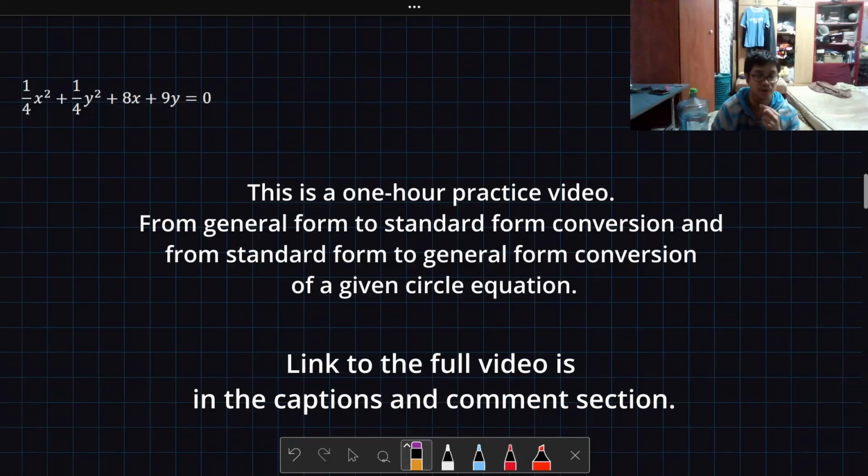So here, what are we going to do? The first step again is to take a look at the coefficient of your x squared and y squared. Here we have 1/4. So it's not 1, but 1/4. So here, what we're going to do is divide both sides by 1/4.